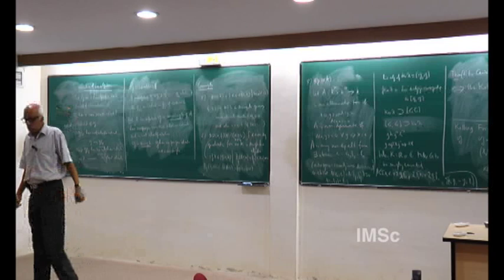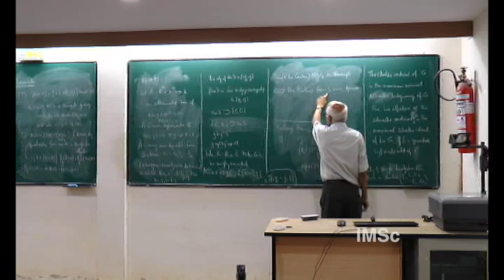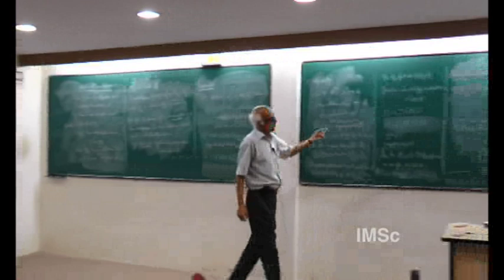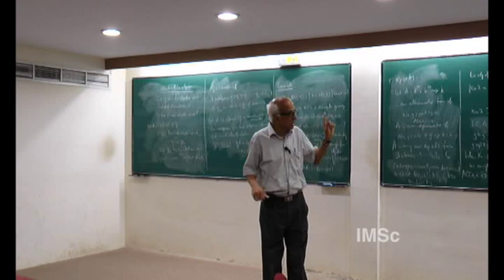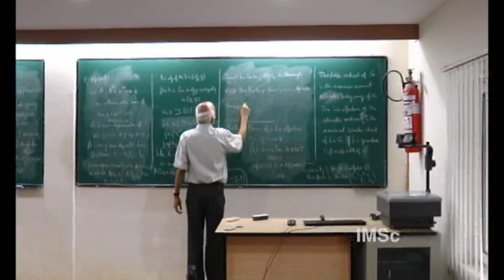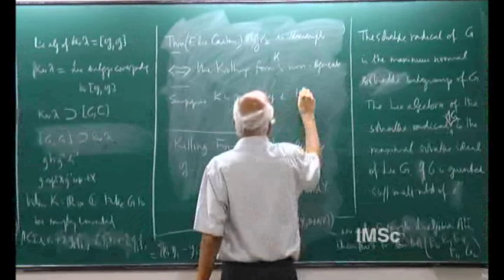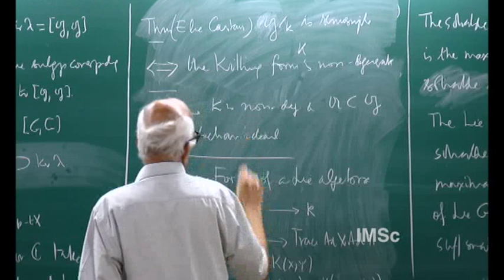Because what happens is this. Assume that the Killing form K is non-degenerate, and suppose A in G is an abelian ideal. Then what happens? Take an element x in A and take any y in G.